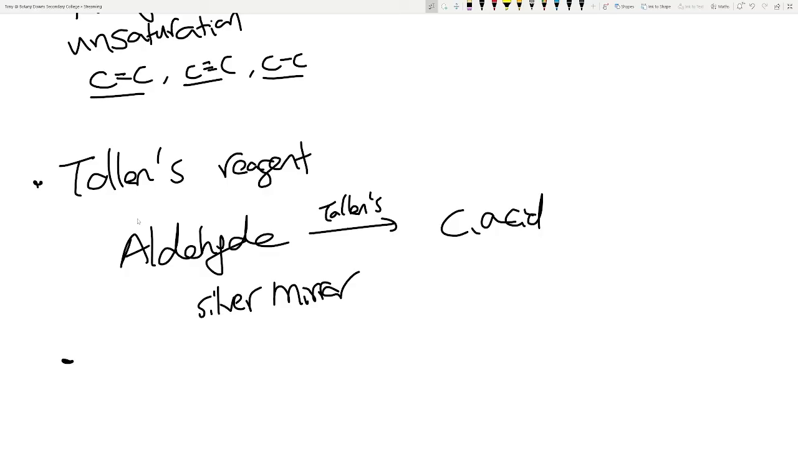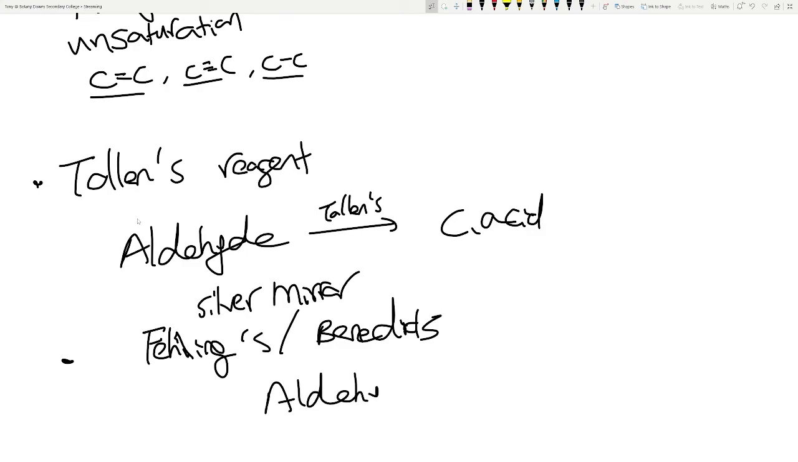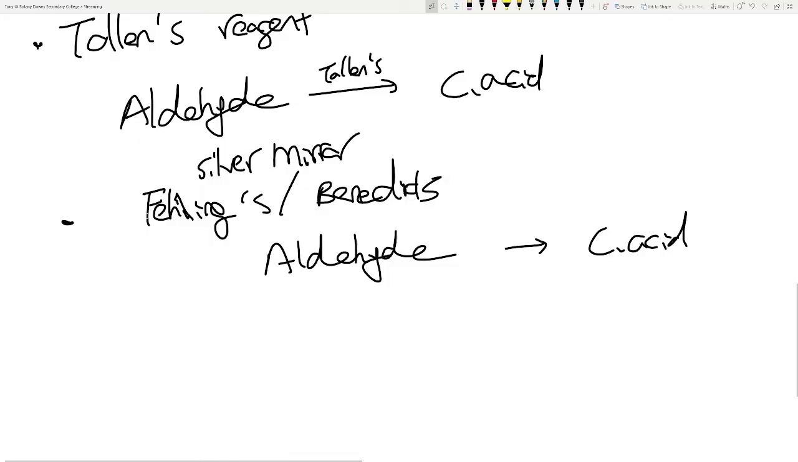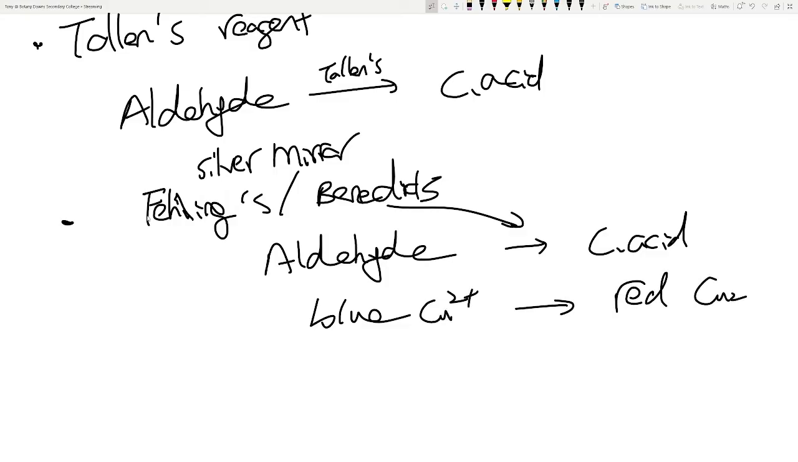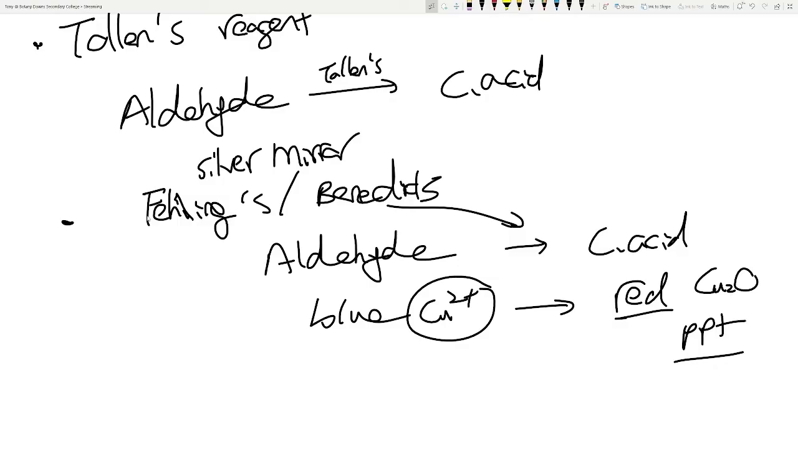The other thing you can do to distinguish aldehydes is to use Fehling's solution, or Benedict's solution. Same thing: the aldehyde will turn into the carboxylic acid. You're going to see the blue Cu2+ turn into a red Cu2O precipitate, because the active ingredient of Benedict's and Fehling's solution is Cu2+, and it will give you the red Cu2O precipitate. That's how you know you have an aldehyde. So Tollens reagent and Fehling's or Benedict's solution only work with aldehydes, because they're really poor oxidizing agents.